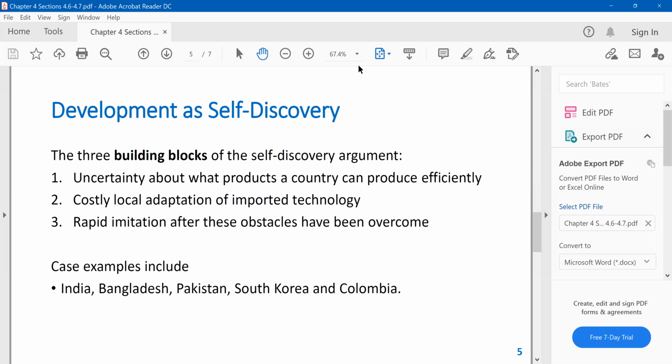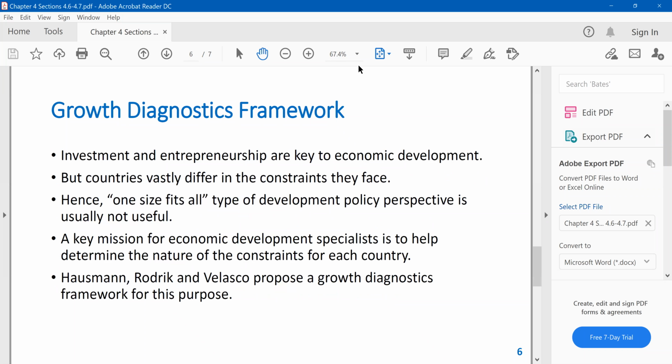So there are some case examples. You can also count India, Bangladesh, Pakistan, South Korea, and Colombia. So South Korea, of course, is the best case example, as you know, right? I mean, for this story, it is the best case example, and there are many other countries that, according to this theory, still have much to learn in terms of self-discovery. Okay.